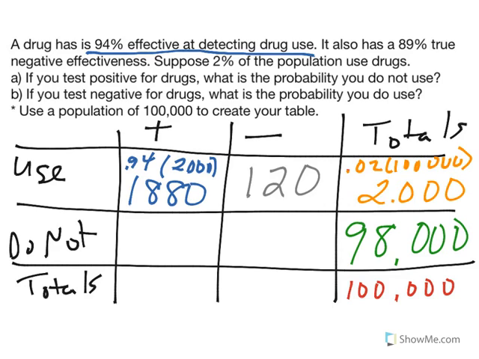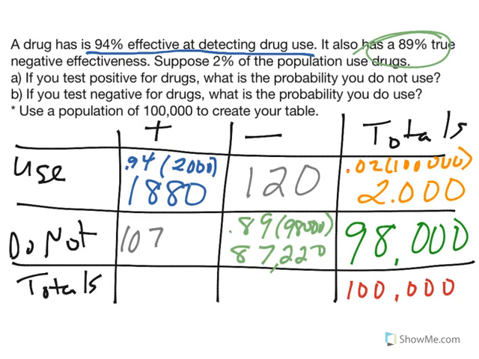It also has a true negative effectiveness of 89%. If you do not use, you would expect to test negative. So 89% of the 98,000 is a true negative effectiveness, and that is 87,220. So again, by subtracting, you end up over here with 10,780. So that's using the true positive effectiveness, 94%, and the true negative effectiveness of 89%.